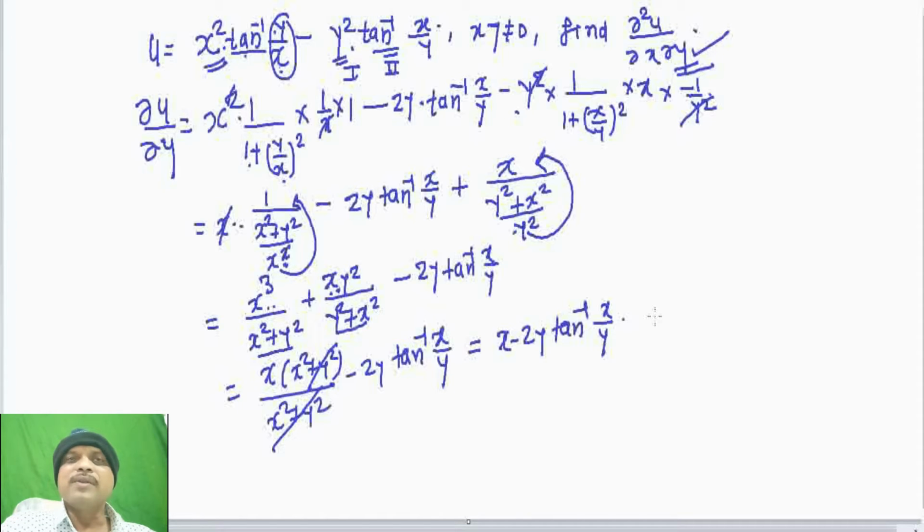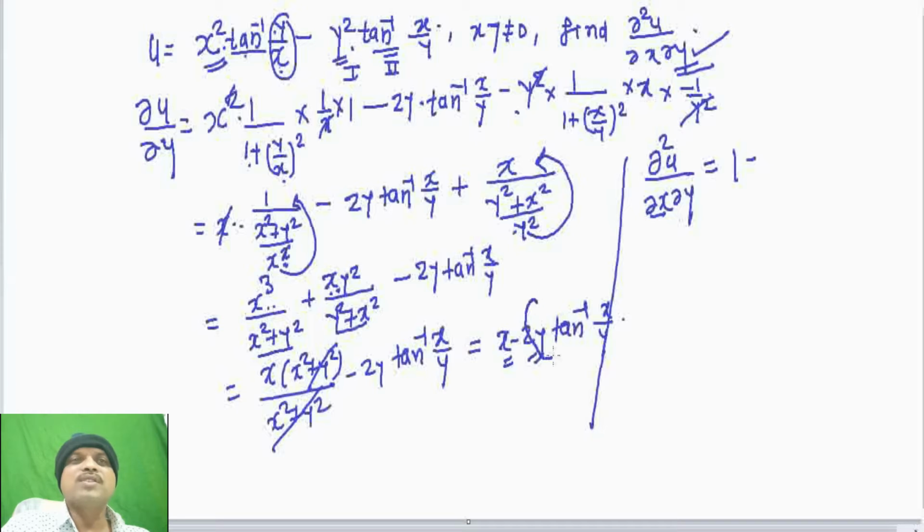Now this first derivative with respect to y, since we have to calculate the second derivative, let us differentiate this once again with respect to x now. Now this is delta 2u by delta x delta y. Now remember that when we differentiate this with respect to x, y is a constant. So the derivative of this x with respect to x is 1, minus this 2y, 2 and y both are constant for x, when we differentiate with respect to x.